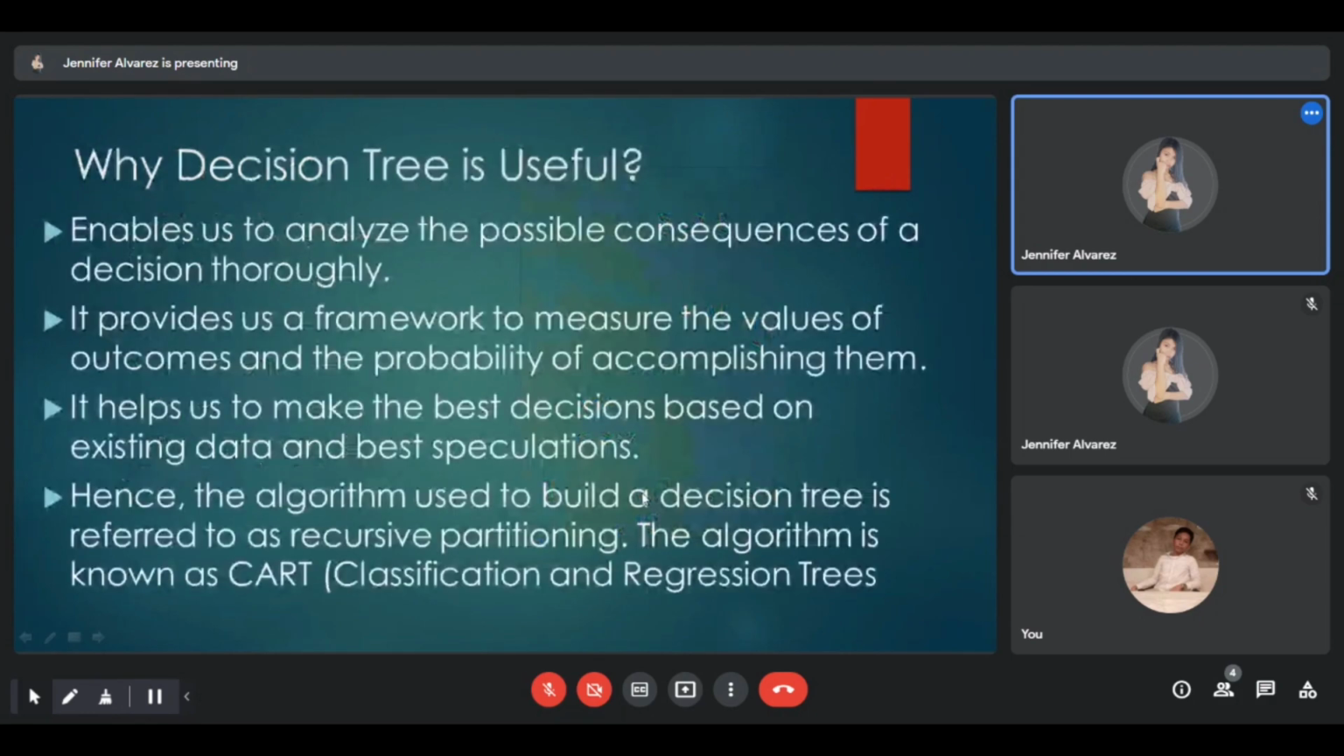So, why is decision tree useful? It enables us to analyze the possible consequences of a decision thoroughly. It also provides us a framework to measure the values of the outcomes and the probability of accomplishing them. It can also help us make the best decisions based on existing data and best speculations. So pag ginamit ng decision tree, makakabuo ka ng mas magandang desisyon. Hence, the algorithm used to build the decision tree is referred to as recursive partitioning. The algorithm is known as CART or the classification and regression trees.